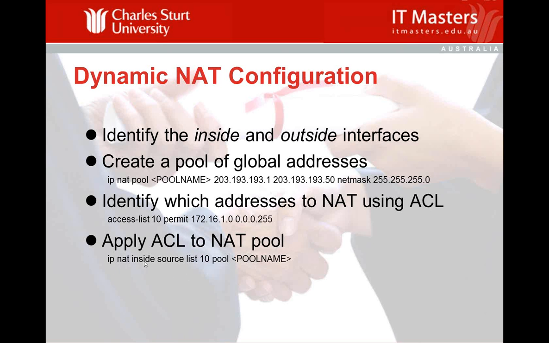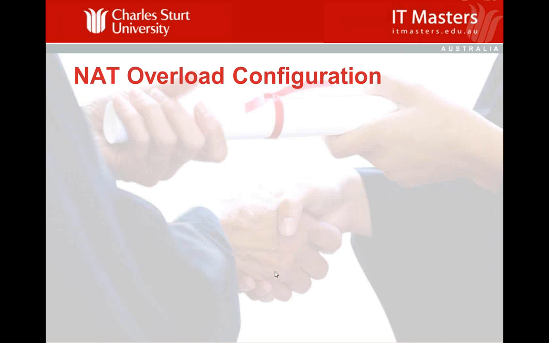So, again this is done on the interface: IP NAT inside source translation using a list. Match the list 10, so match the IP addresses in access list 10, and use the pool name, in this case the one up here, to actually NAT the IP addresses.